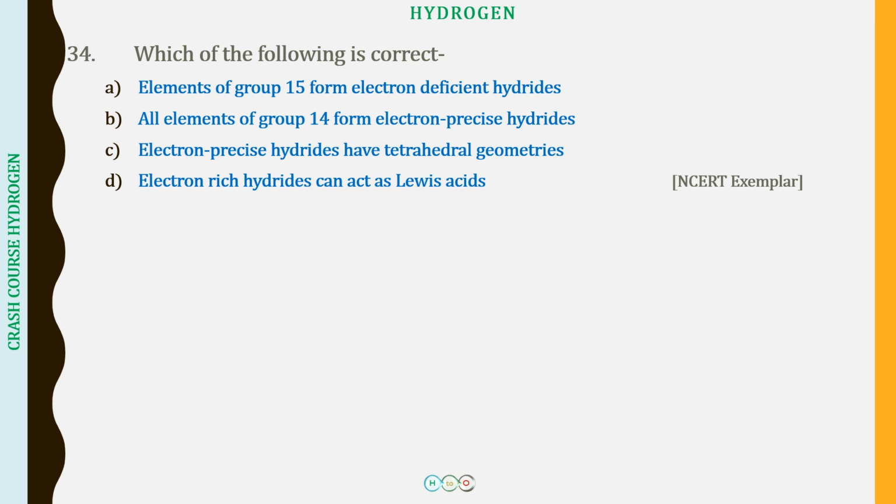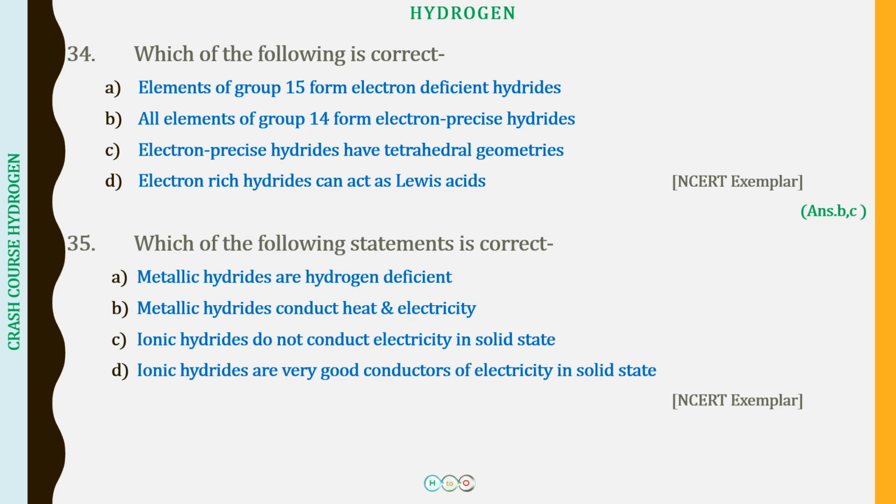Electron deficient compounds, that is group 13 hydrides, they will be acting as Lewis acids. So this question was asked again in the NCERT exemplar book, and the correct options, they are going to be B and C option. The next we have is which of the following statement is correct? Metal hydrides, they are hydrogen deficient. So this is going to be correct. You have already seen the examples. The hydrogen, that was not a whole number ratio. So you say that metallic hydrides, they are hydrogen deficient.